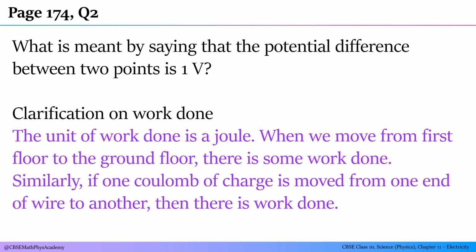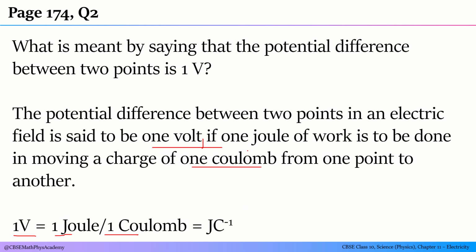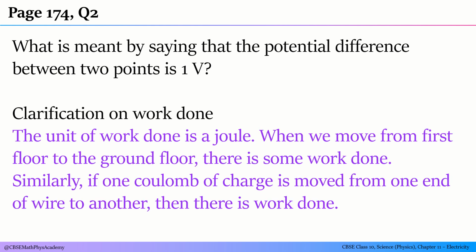Now there is something I talked about: work done. There is 1 joule of work done. So what is the work done? See, for example, when you move from the first floor to the ground floor, there is some amount of work done. The same way, when 1 coulomb of charge is moved from one end to the other end of the wire, there is also work done. So that is what I am trying to say as work done.